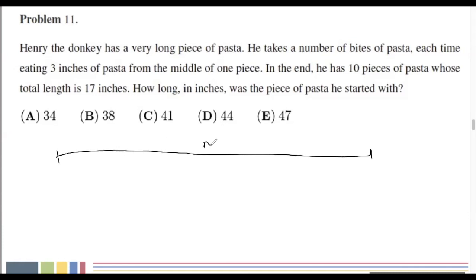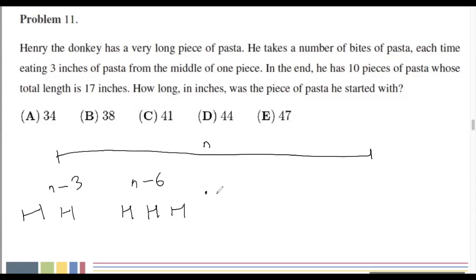Let's say the original length was n, right? Well, in order to get to 2 pieces, he takes a bite of 3 inches out. So the length would become n minus 3. So 2 pieces that have a total length of n minus 3. Then when he takes another bite, there's going to be 3 pieces, right? Doesn't matter which piece he takes a bite out of, this one or this one, there's going to be 3 pieces. And the bite he takes is going to be 3 inches long, so n minus 6.